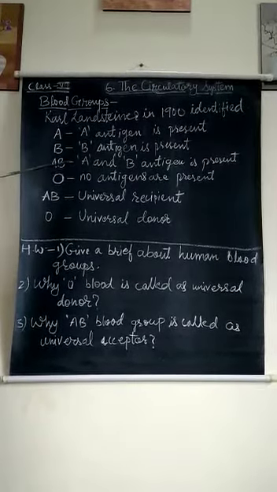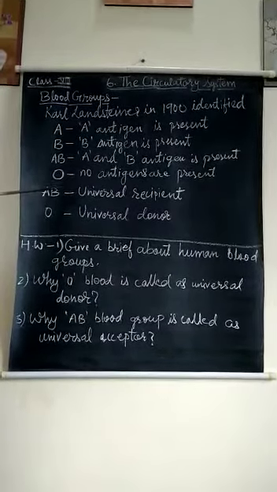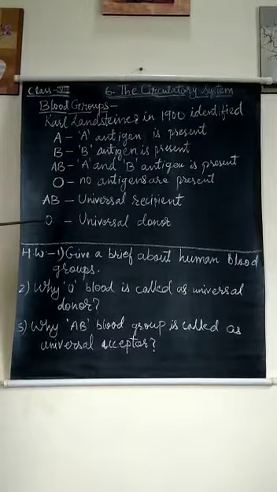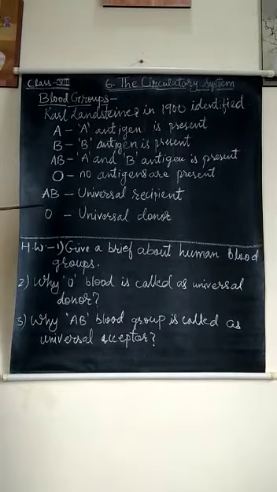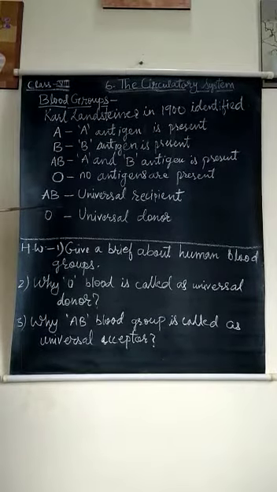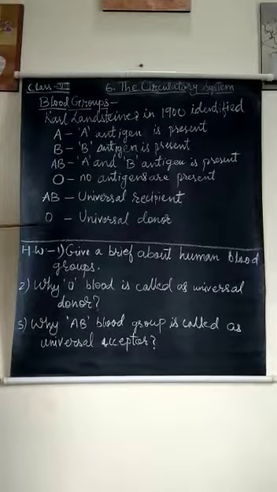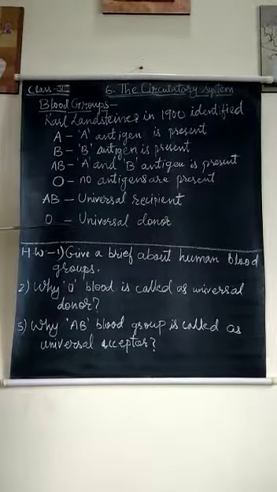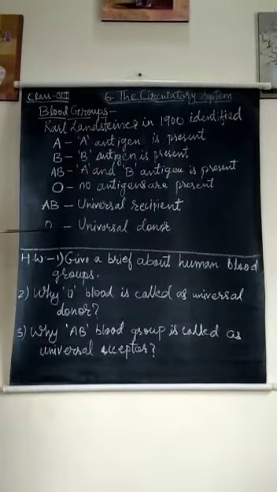And the transfer of blood from a healthy person to another person is called blood transfusion. During blood transfusion, certain precautions must be observed. The person who is giving the blood is called the donor, and the person who is receiving is called the recipient. So the donor blood group must match with the recipient blood group.